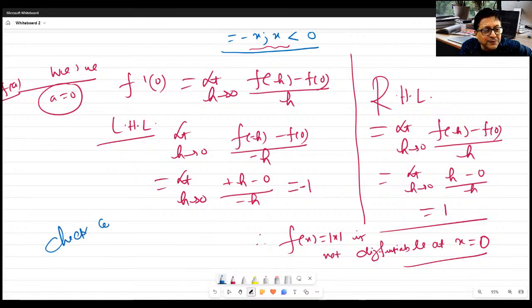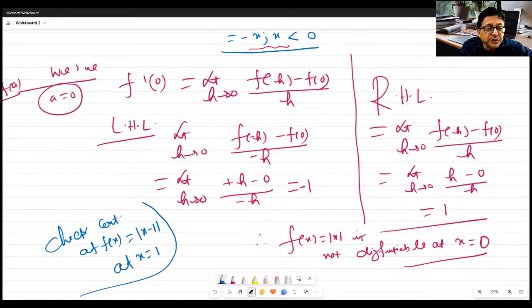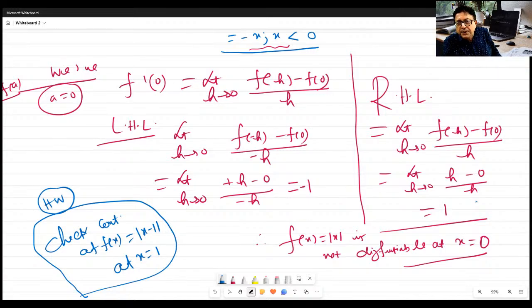Check continuity of f(x) equal to mod x minus 1 at x equal to 1. This is your homework. You must try, or before the next class you write what kind of problem you are facing here. Okay, today I'll show you just the elementary concept of this calculation of differentiability, whether a function is differentiable at a point or not. Clear?